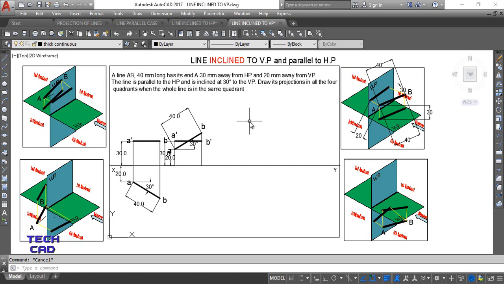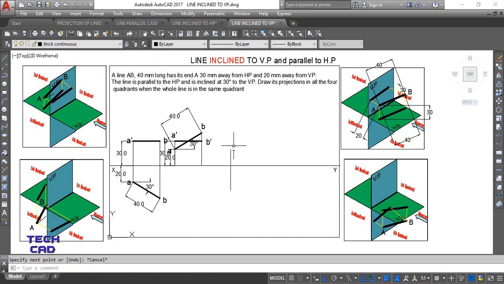So again, if I have an end A, I have to make a projection of end A. So take a line, and you know that in the third quadrant your front view goes downwards. So whatever the distance from HP, it goes downwards 30 mm, and whatever the distance from VP, it goes above in the third quadrant, that is 20.